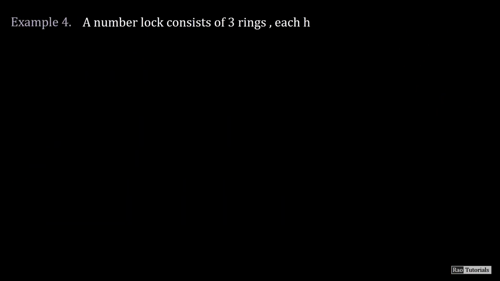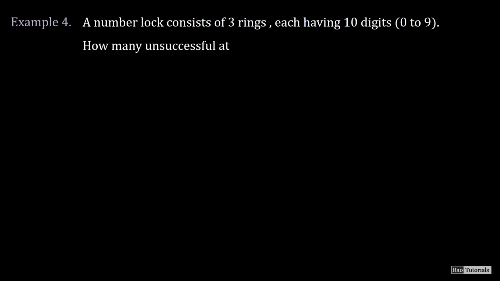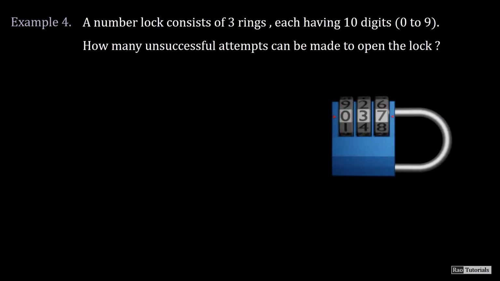Next question is, how many unsuccessful attempts can be made to open a number combination lock? This lock has 3 rings with 10 digits on them, which can be rotated to form a 3-digit code. An incorrect code will not open the lock and the attempt will be unsuccessful. So what is the total number of unsuccessful attempts that one can make? Pause the video and give this problem a try.